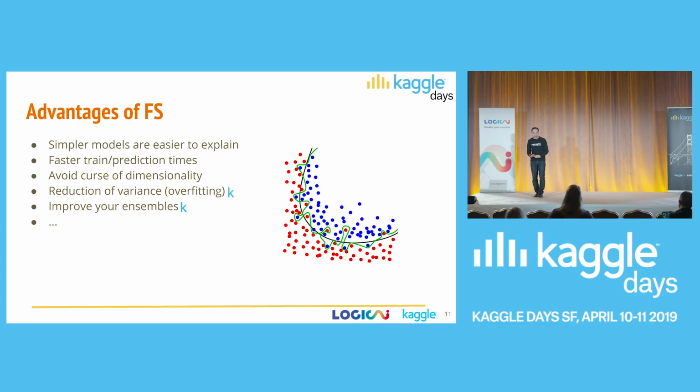You can decorrelate your models by using different feature selection techniques, so each of your models works on a different sample. And then you can ensemble them together, and you will usually get a better result. I'm going to show examples later.